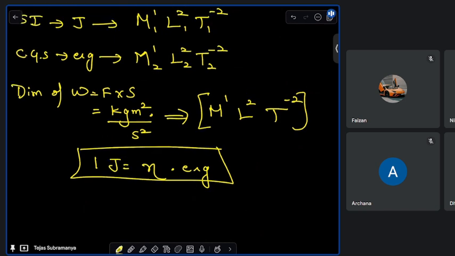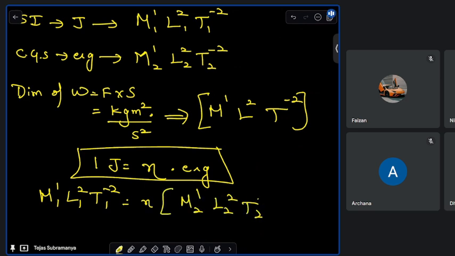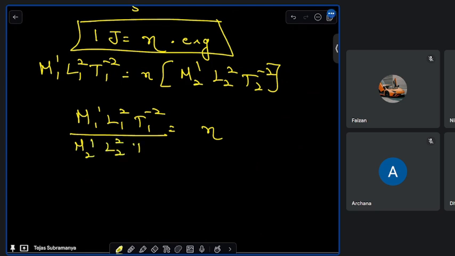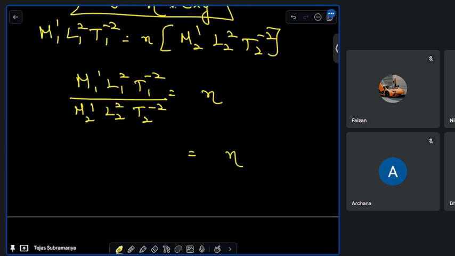For joule, what was the answer? M1 to the power 1, L1 to the power 2, T1 to the power minus 2 is equal to N into, open brackets, M2 to the power 1, L2 to the power 2, T2 to the power minus 2. Now what do we do? Keep the N on the right hand side. Shift everything to the left hand side. It becomes M1 L1 squared T1 to the power minus 2 divided by M2 L2 squared T2 to the power minus 2. Now, are we done? No, I'm supposed to separate them. Separate all the M's together, L's together, and T's together.